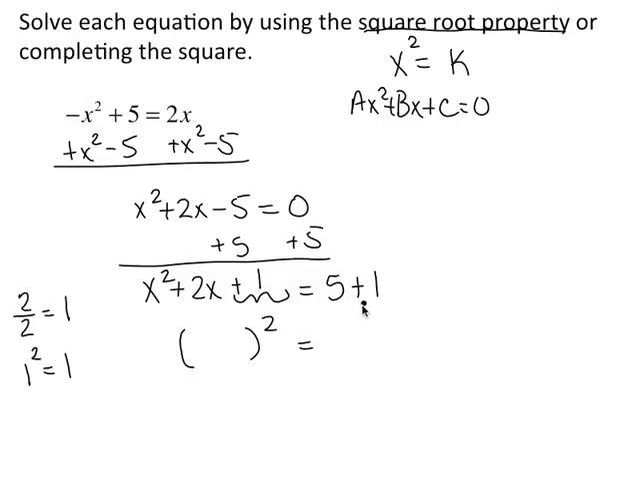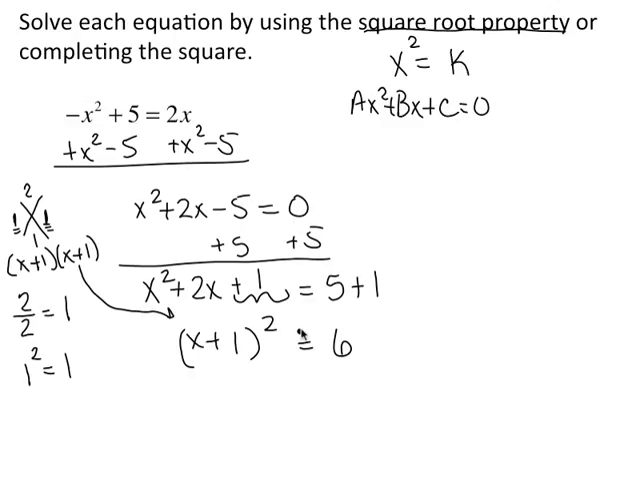Now, on the right-hand side, I'm going to get 6. On the left-hand side, I'm going to have to factor it. So I'm going to factor using the X puzzle. I want two numbers that add up to 2 and multiply to 1. So you can see that I can use a 1 and a 1. 1 plus 1 is equal to 2. 1 times 1 is equal to 1. And that's my goal, because if these two numbers are the same, that means I have x plus 1 times x plus 1, which I can write as x plus 1 squared.